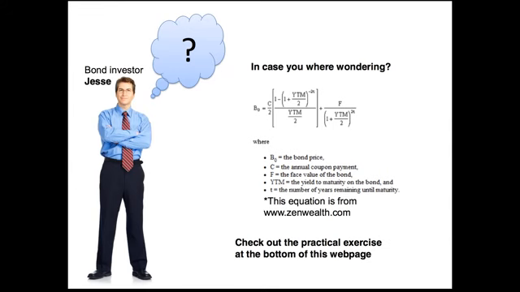Okay, so you might be thinking to yourself, how did he figure that out? How did he figure out the yield to maturity? Well, here's the equation, and I got this from zenwealth.com. It's kind of a complex equation, but we've made it easy for you here at Buffett's Books. We have a calculator on this page, and you can go down there, and we have some practical exercises, a video for the practical exercise to show you how to use the calculator. And you can try this out for yourself, and you'll see that using the calculator solves this really hard math problem for you, and you don't even have to worry about it. So hopefully we've made it easy for you.